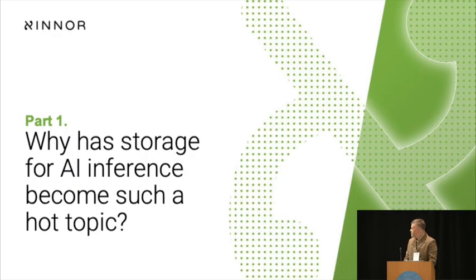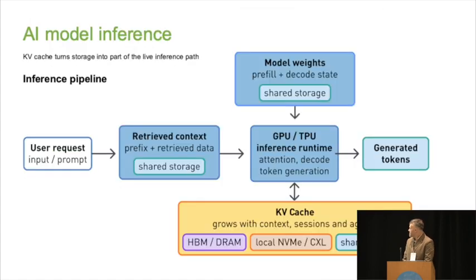Okay, let's go briefly through the first part of the presentation. So that slide demonstrates a brief shape of typical AI model inference. So user requests something, the system can retrieve additional data from shared storage, from web search, etc. Then GPU inference runtime does attention math and decodes tokens, and GPU gets the model weights from the shared storage, and to optimize GPU time and to optimize some sharing parameters, it uses key-value cache.